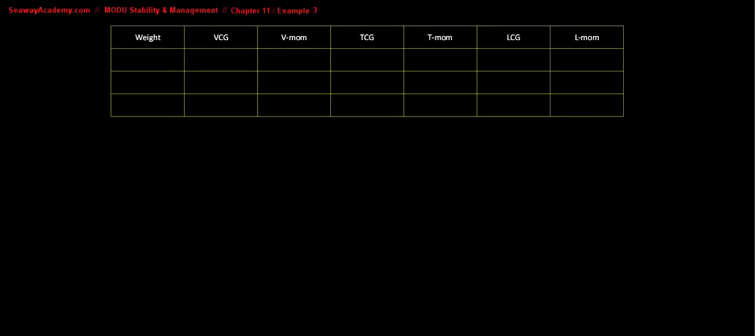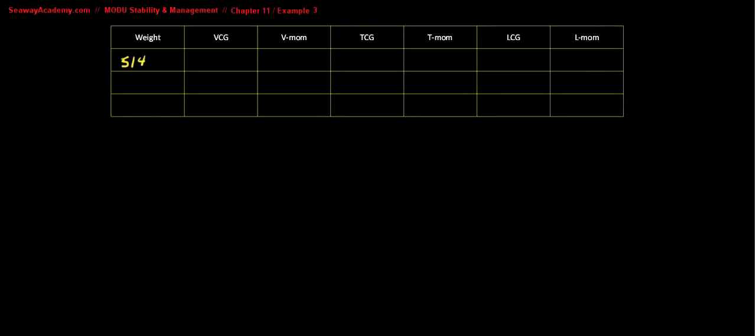Chapter 11, Example 3, Damage Stability Calculation. Here we have a semi-submersible that has damage to the port forward corner column, ballast tank number 33. We have to calculate the drafts on the four corners.